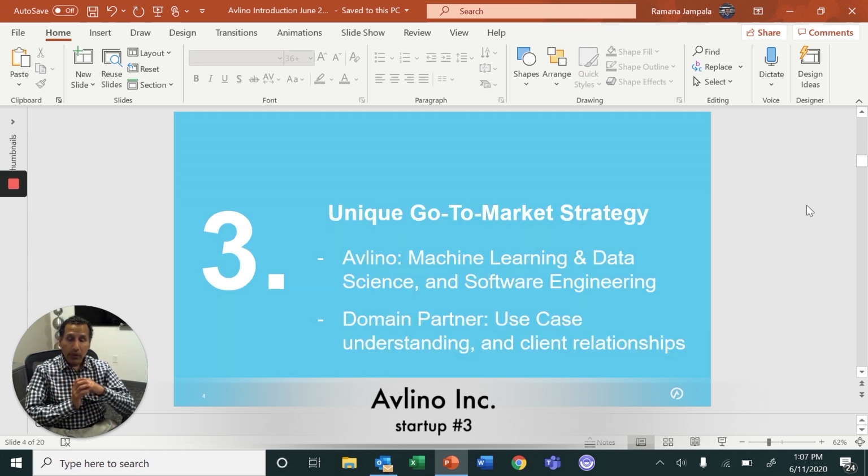The third, we have taken a unique go-to-market strategy, which is we understand that if you want to embed into your business process, you need to have a lot of domain understanding. Whereas Avlino is more about data science, data engineering, machine learning, but we partner with a third-party firm whom we call a domain partner, who brings in an understanding of the use case and who brings in the client relationships and the initial go-to-market approach.